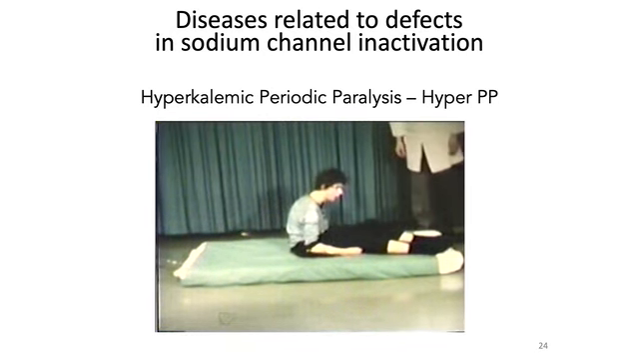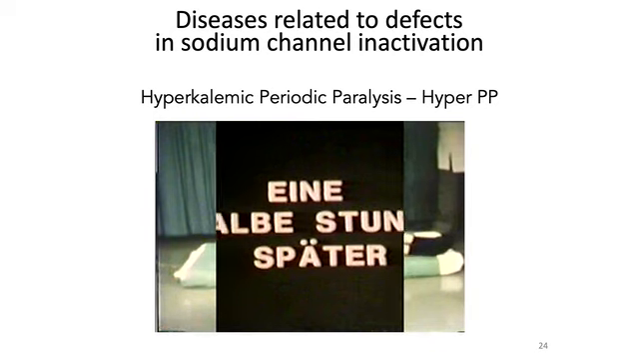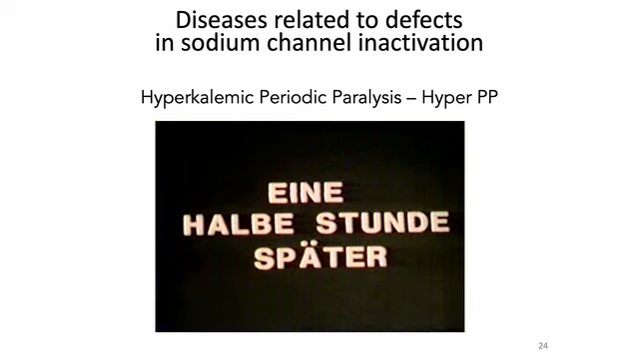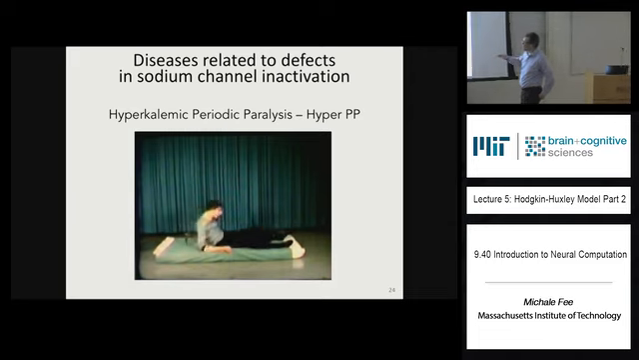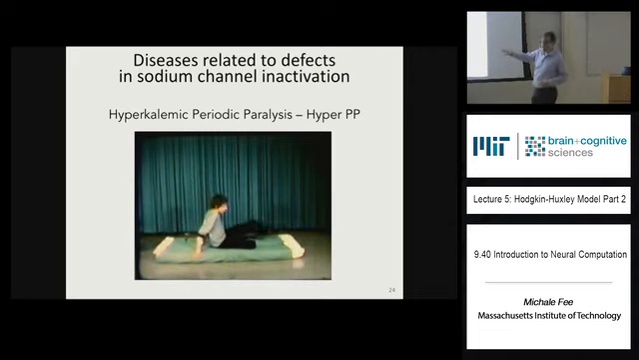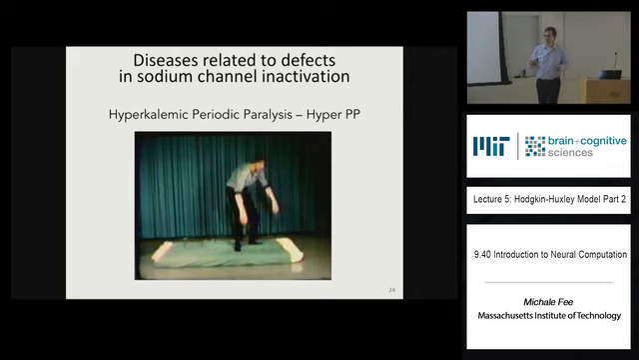The kalemic refers to potassium, okay? And so this condition is very sensitive to potassium levels. At high potassium levels, it's much worse than at low potassium levels, okay? So there can be an attack of weakness or paralysis, and then just a few minutes later, somebody's all better and that paralysis goes away.